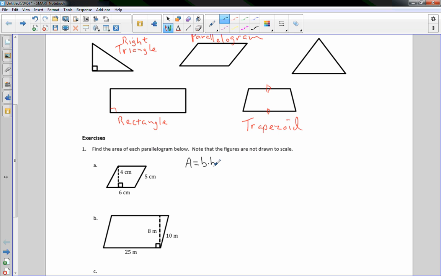You can also use length times width, but I'm going to be more comfortable using base times height. The base is what is horizontal down here, and that is 6 centimeters.